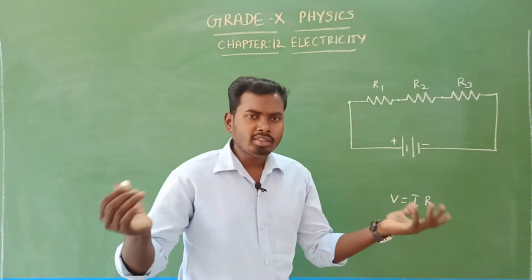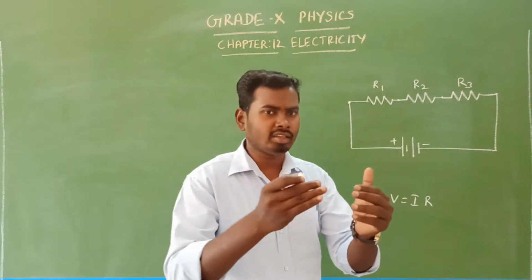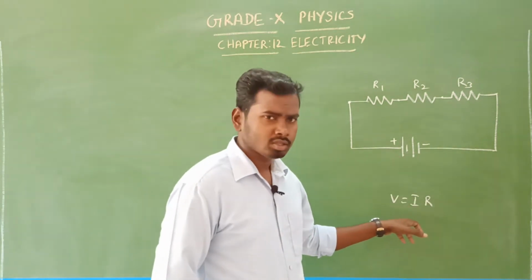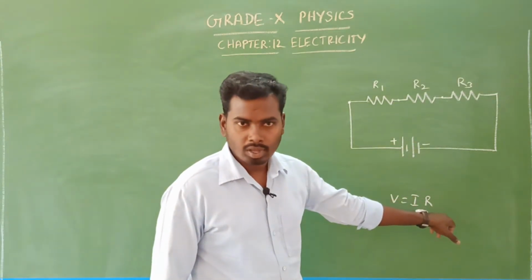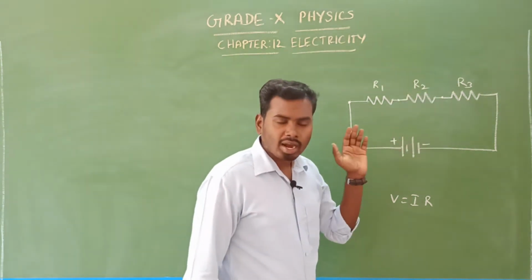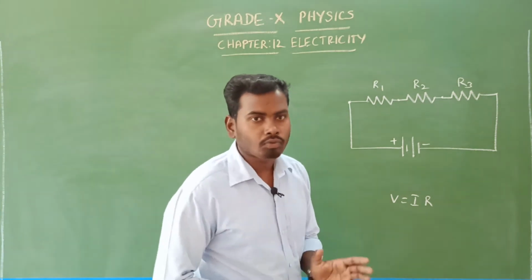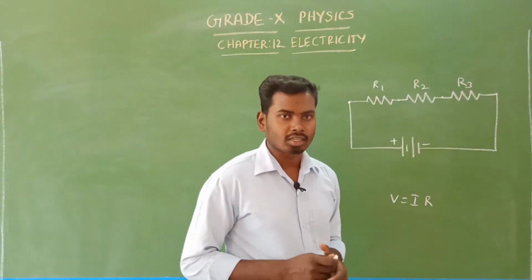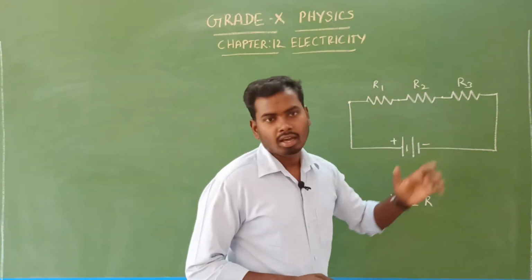So when we connect two or more resistors in series, what happens to voltage and what happens to current as well as resistance? Look here. Whatever resistances are connected in series, the same amount of current flows across each resistor. The same amount of current flows through each resistor.